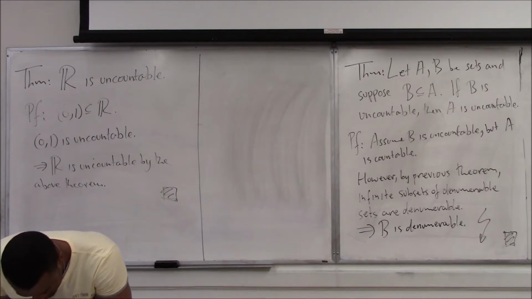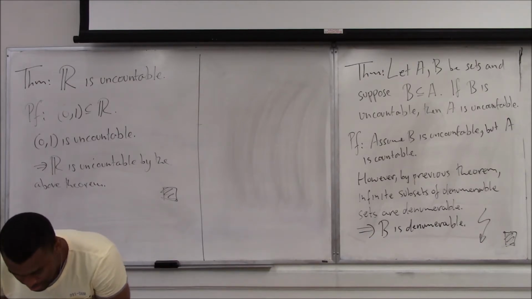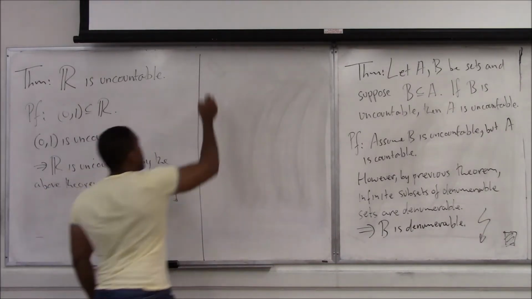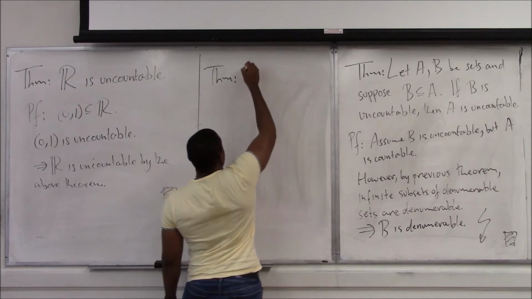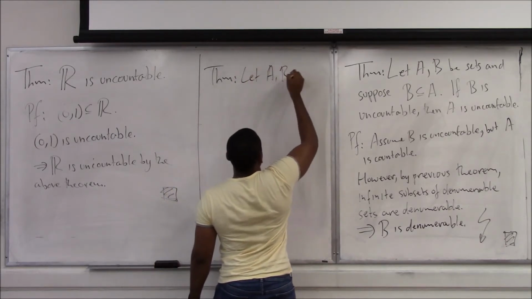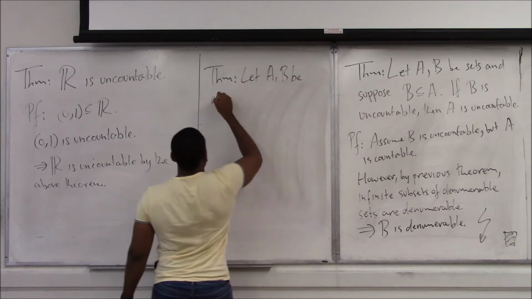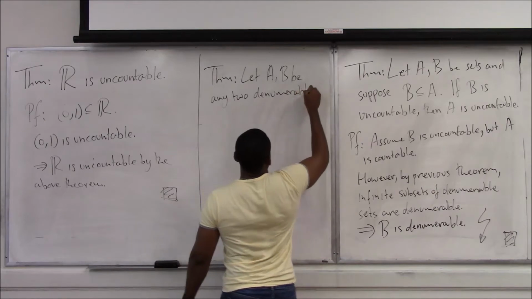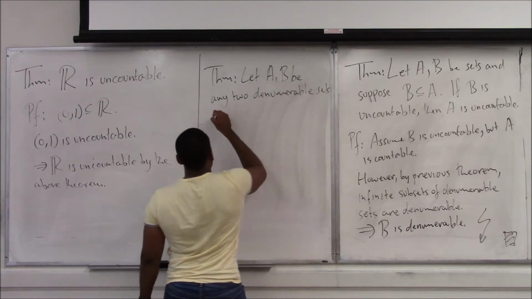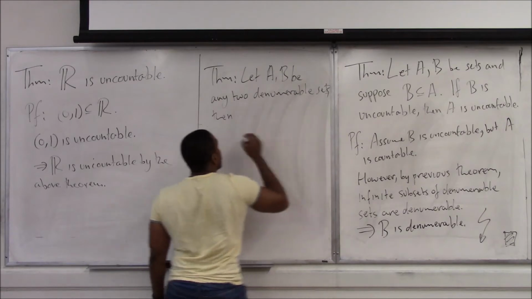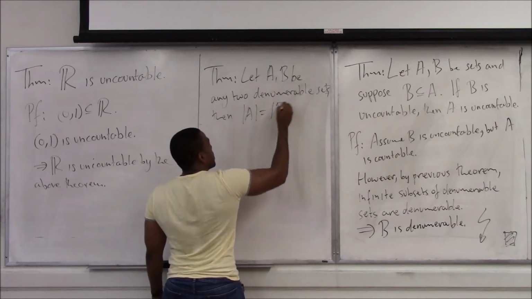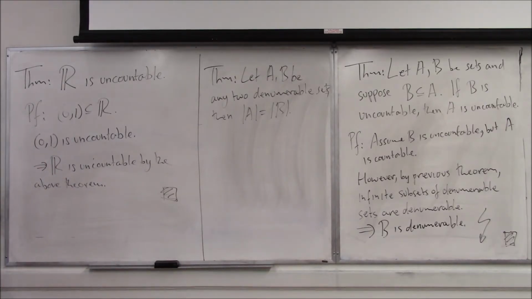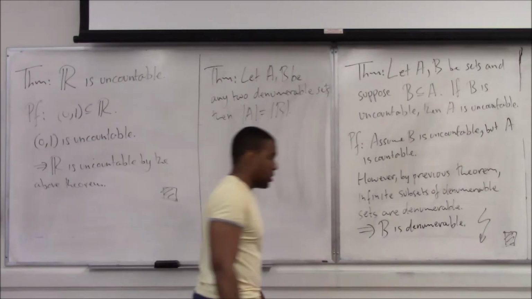A lot of other theorems here to get through. Okay, let's just go through it. Every two denumerable sets are numerically equivalent. Let A, B be any two denumerable sets, then they are of the same size. So any two sets that are countable will have the same size.